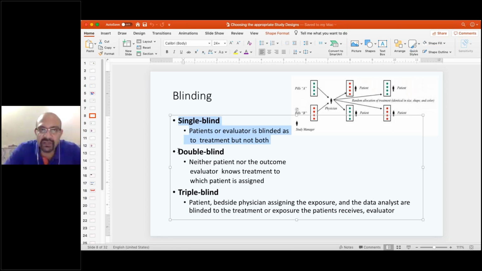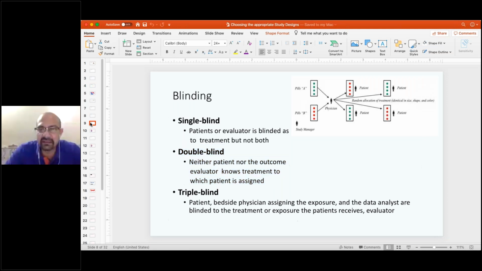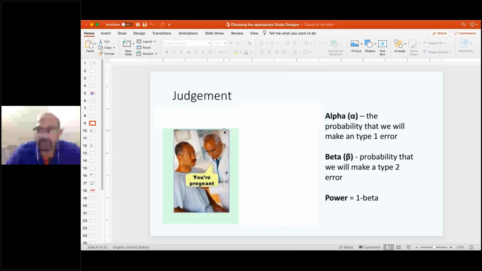If the doctor also does not know what the patient is getting, then it becomes a double blind, and if the evaluator also did not know who was getting what, and the person who is analyzing the data also doesn't know, it becomes a triple blind study. It's basically blinding.